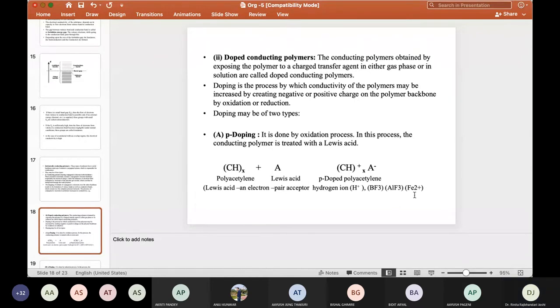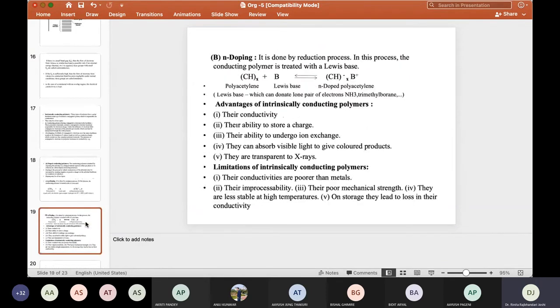So conduction can be done intrinsically by doping, that is p-doping and n-doping. P-doping is done with a Lewis acid, whereas n-doping is done with a Lewis base. Acid can also be used in certain polymers of this company.